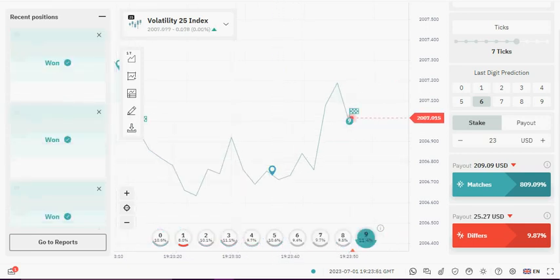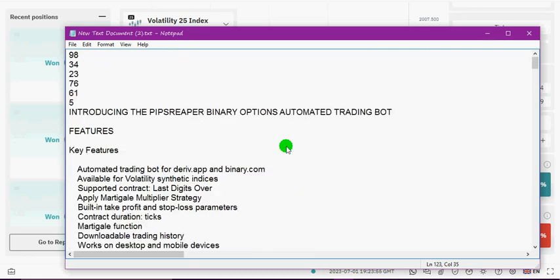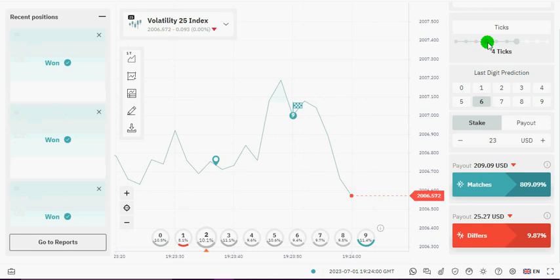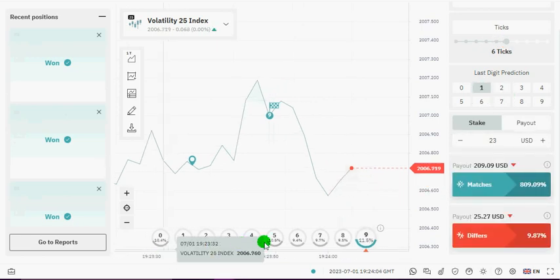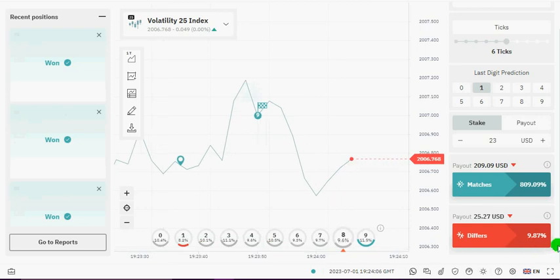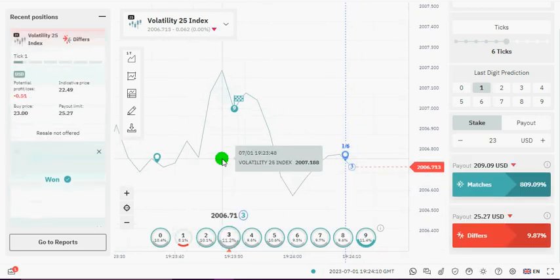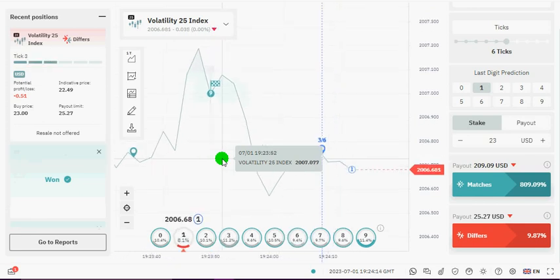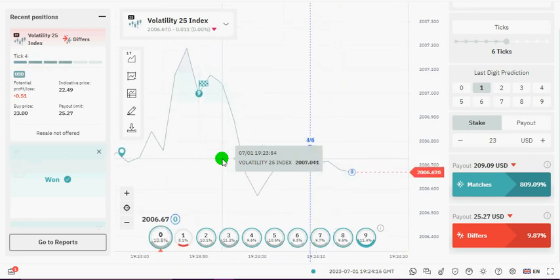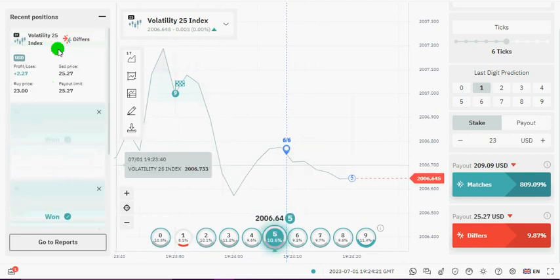So you can see we won the 4th trade, so we're going for the 5th trade, which is 61. So our tick will be 6, then the last prediction is 1, so we have to wait for the triangle again to be on 5 before we place the trade. That's going to be the last trade. That's 5 right there. So let's wait for the outcome of that trade. So you can see we won all our trades.